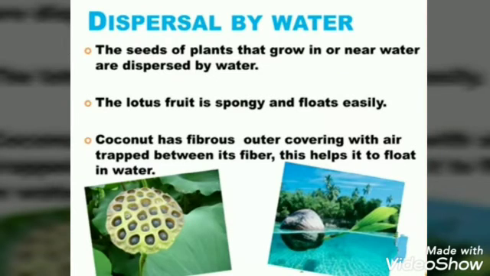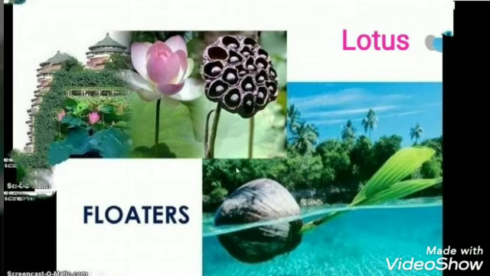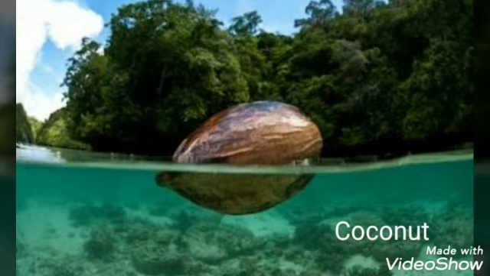Dispersal by water. The seeds of plants that grow in or near water are dispersed by water. The lotus has a spongy and light fruit which can float far away from the parent plant. Coconut has a thick fibrous outer covering with air trapped between its fibers. This helps it to float in water.